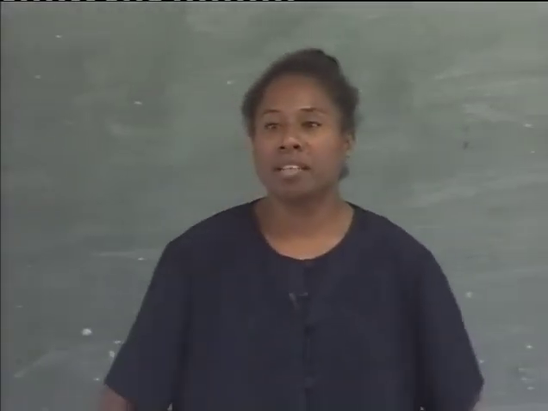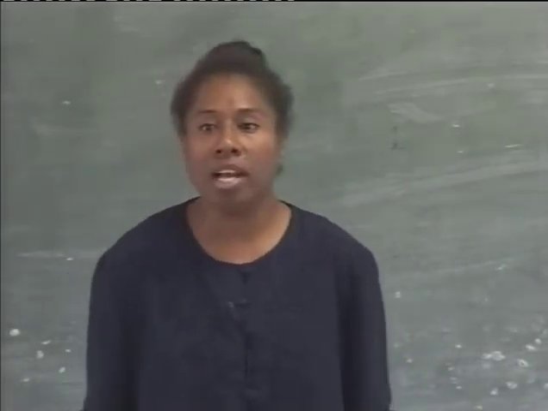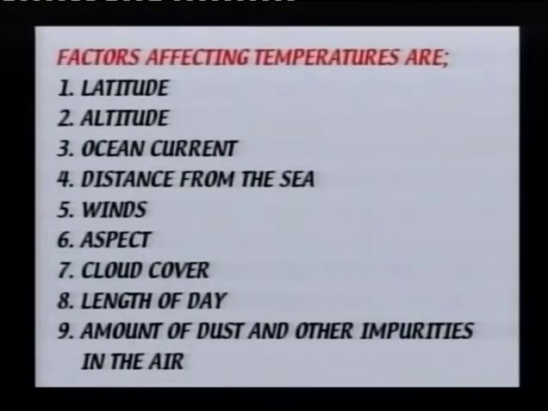When we talk about temperatures, we all know that temperatures can vary from one location to another. On the monitor there are some factors or controls that affect temperatures. Some of those factors and controls are, number one, temperatures vary due to latitude. Temperatures can vary due to altitude. Temperatures can vary because of ocean currents. We also have the distance from the sea, which can contribute to variation of temperatures.